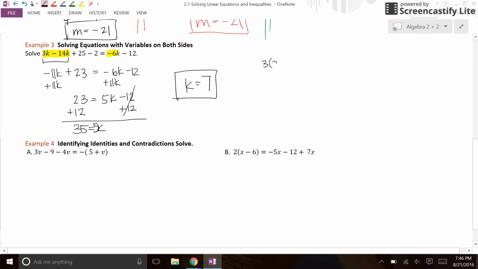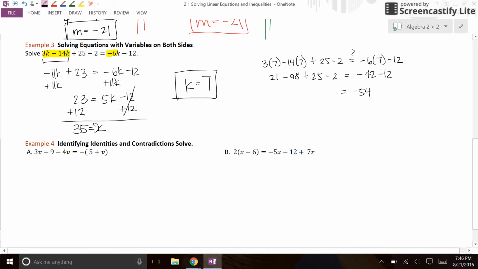So you got 3 times 7 minus 14 times 7 plus 25 minus 2. Does that equal negative 6 times 7 minus 12? Now, that's a step you want to do if you have time, and that you want to make sure you got it right? 21, and then minus, was that 70 and 28? So that minus 98 plus 25 minus 2 equals negative 42 minus 12. So the right side I can see is negative 54.